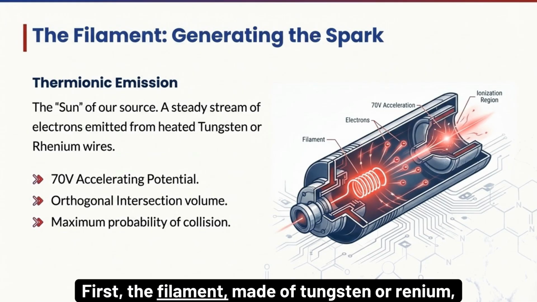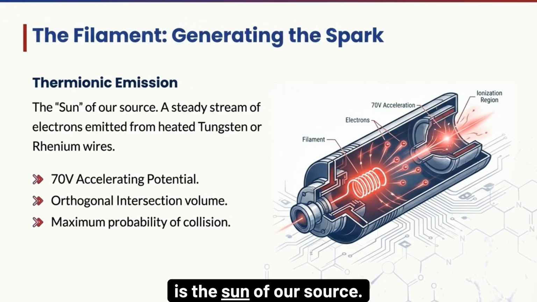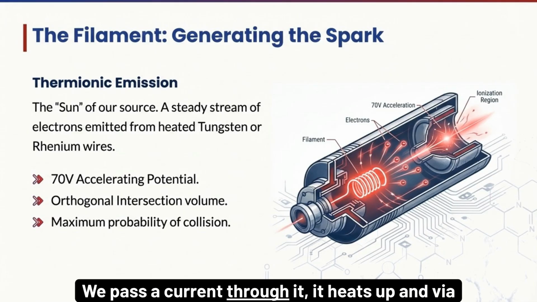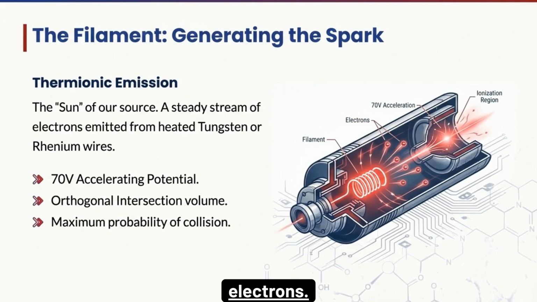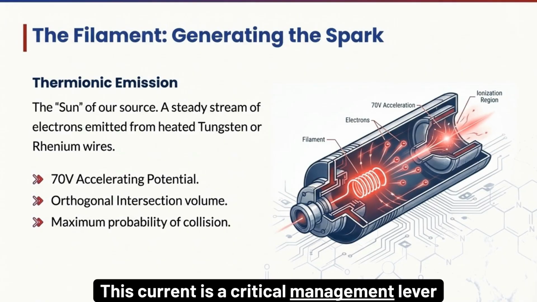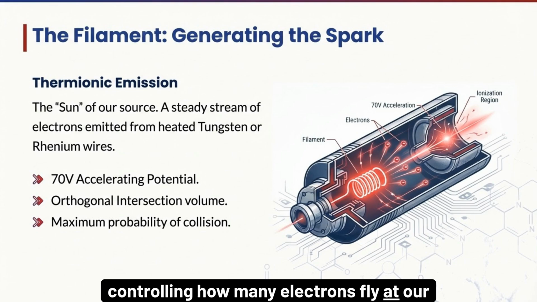First, the filament, made of tungsten or rhenium, is the sun of our source. We pass a current through it, it heats up, and via thermionic emission, it emits a steady stream of electrons. This current is a critical management lever controlling how many electrons fly at our sample.